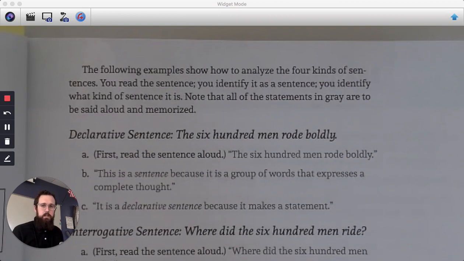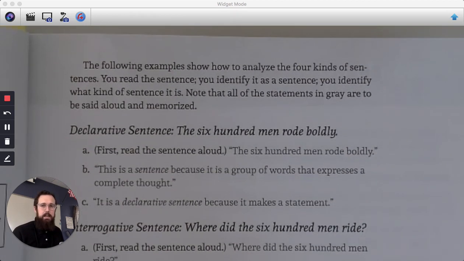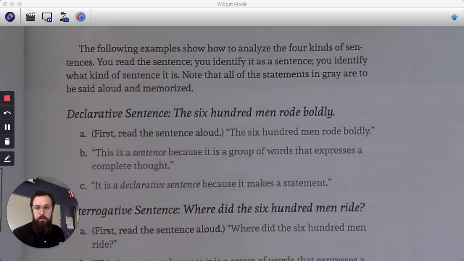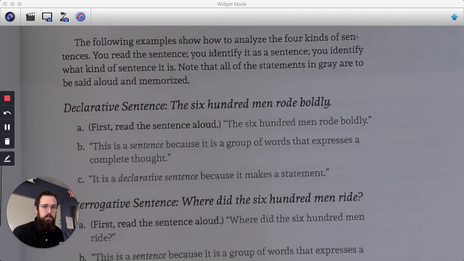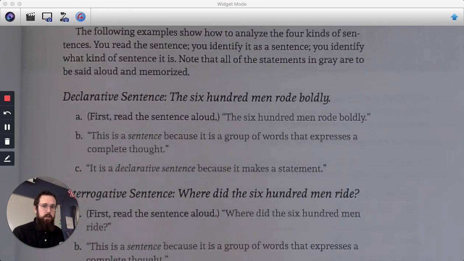The following examples show how to analyze the 4 kinds of sentences. You read the sentence, you identify it as a sentence, you identify what kind of sentence it is. Note that all of these statements in gray are to be said aloud and memorized. So, as I read the gray part, read it with me. Declarative sentence. The 600 men rode boldly.